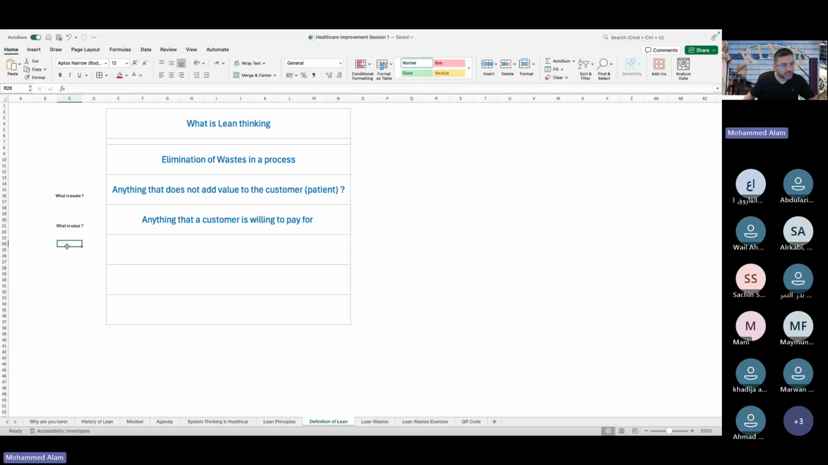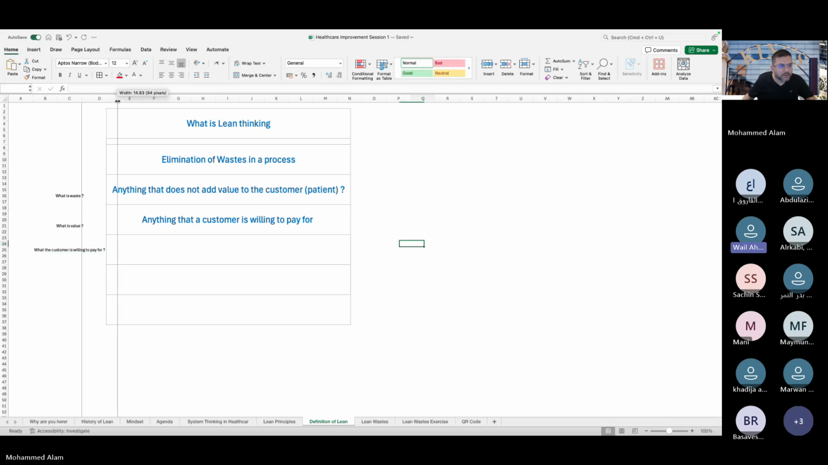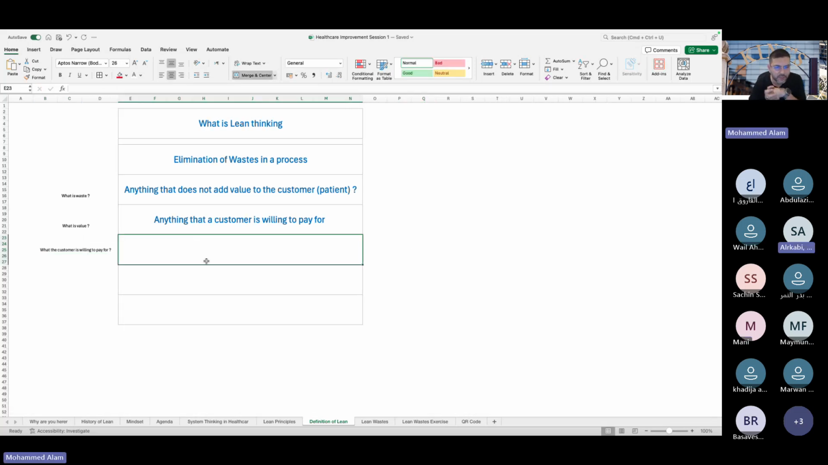Okay, which is good. So we are actually now breaking down the definition in a very nice way. I'm really happy with this. So what the customer is willing to pay for? Services. Sorry, come again. The services. Outcome. Exactly. Services. Outcome.